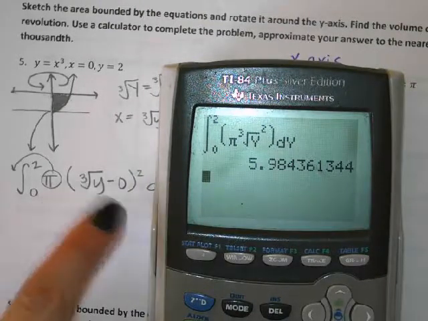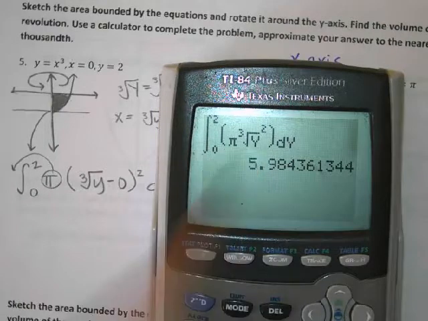It's not pi cubed, it's the third root. That's just how my calculator typed in the third root.